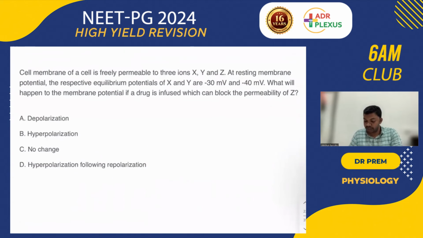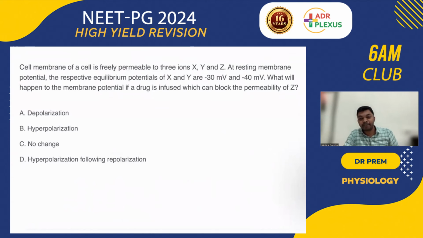The next one: the cell membrane of a cell is freely permeable to three ions, X, Y, and Z. At RMP, the respective equilibrium potentials of X and Y are -30 and -40. What will happen to the membrane potential if a drug is infused which can block the permeability of Z? Any idea, guys?